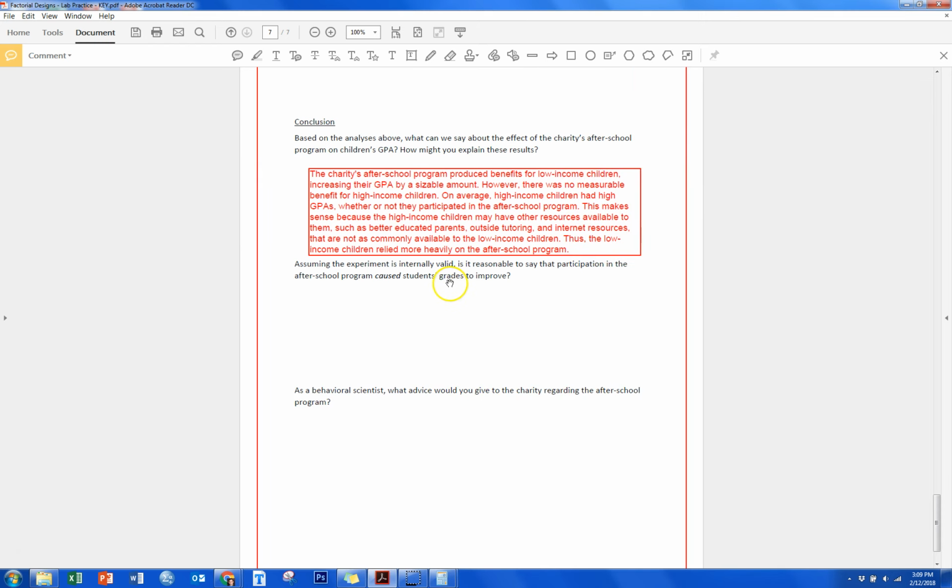Assuming the experiment is internally valid, is it reasonable to say that participation in the after-school program caused a student's grade to improve? So a couple of things to look at here. Internal validity. What does this even mean, internal validity? When we're talking about an experiment, internal validity means that the independent variable is what caused the change in the dependent variable, not some other extraneous influence. So we always have to consider the possibility that some other force was at play.